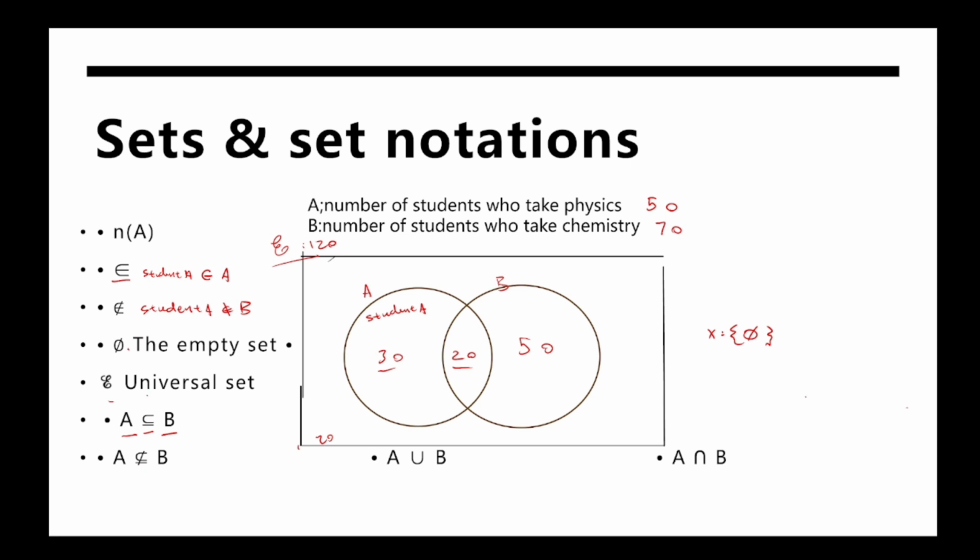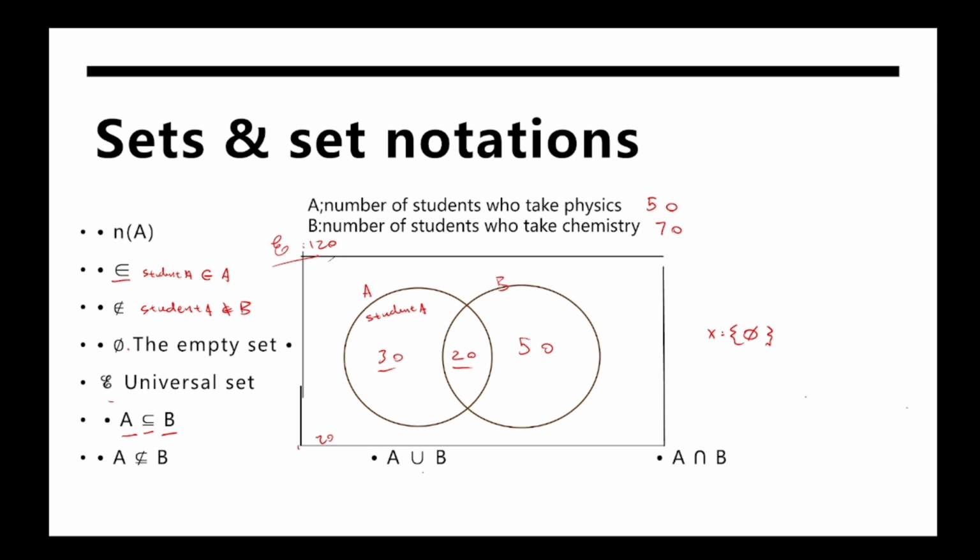Here, similar to belongs to, this is not a subset of. So a student who only takes history is not a subset of students who take science.